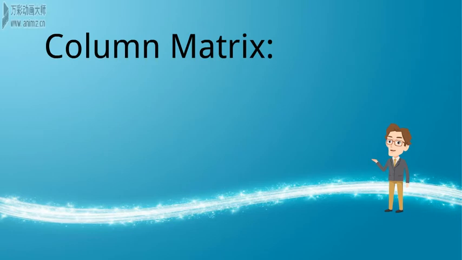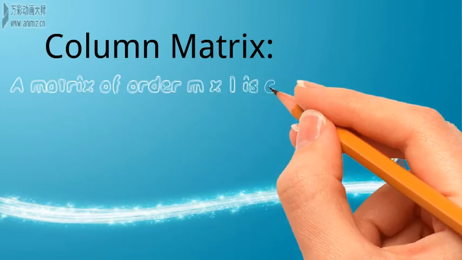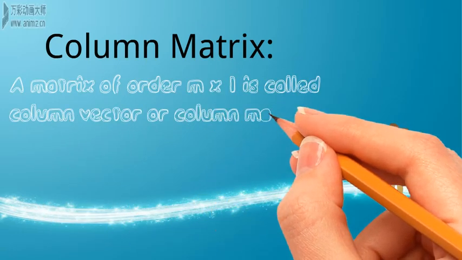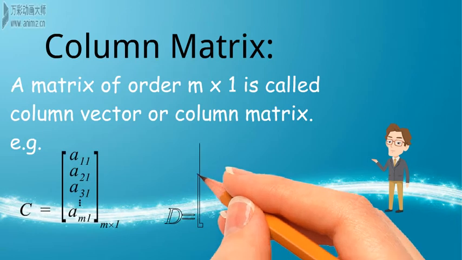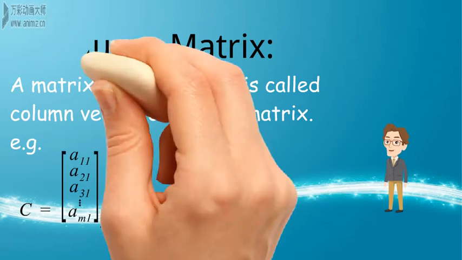Column matrix: a matrix of order m by 1 is called column vector or column matrix. For example, the matrices C and D are column matrices, as they have only one column.